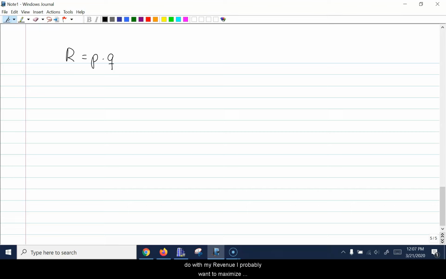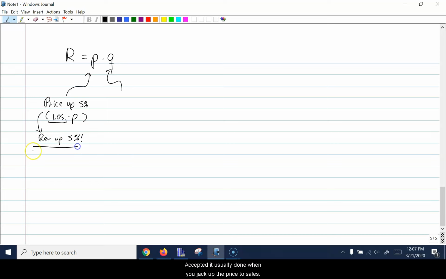And if I'm a company, what do I want to do with my revenue? I probably want to maximize it. And I want to think for a second about what happens to my price and my quantity. If prices go up by 5%, if you know how percents work, increasing your price by 5% means multiplying your price by 1.05. If your price gets multiplied by 1.05, then you're just sticking a 1.05 into that formula, and that causes your revenue to go up 5%. Except that it usually doesn't, because when you jack up the price, the sales are probably going to go down. Do they always go down?